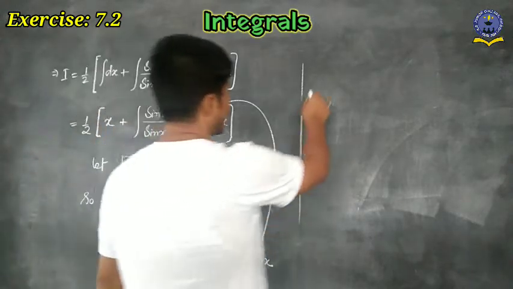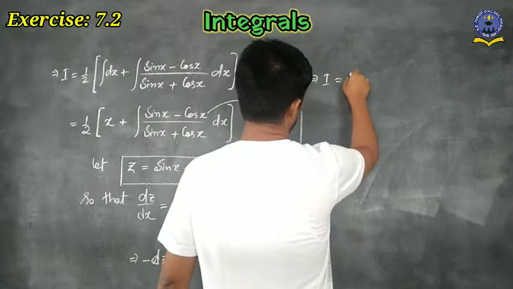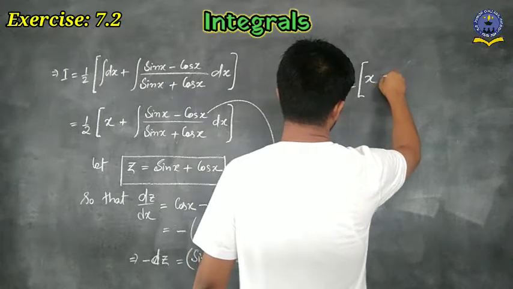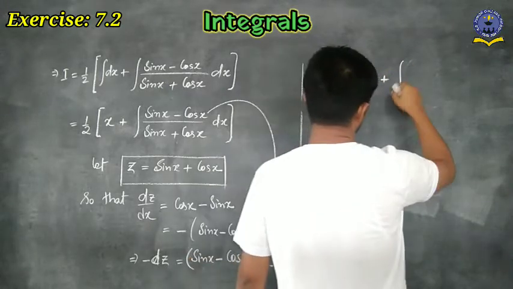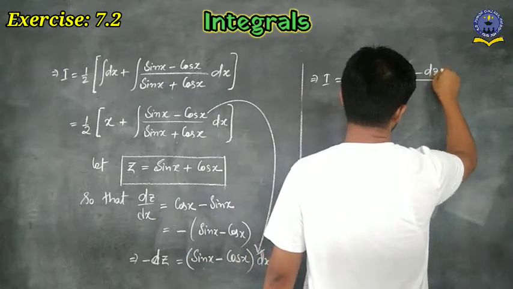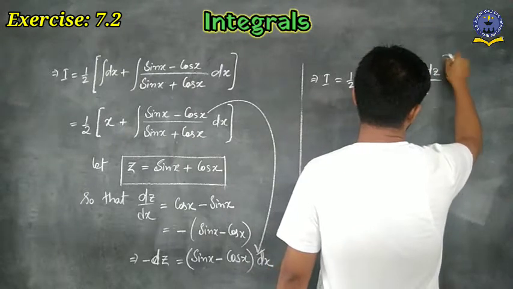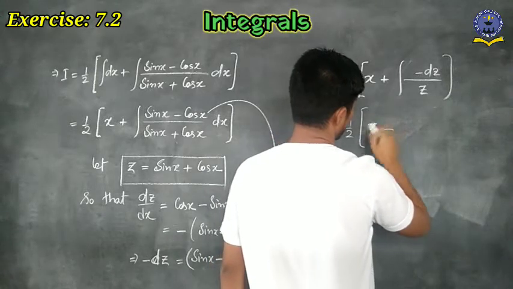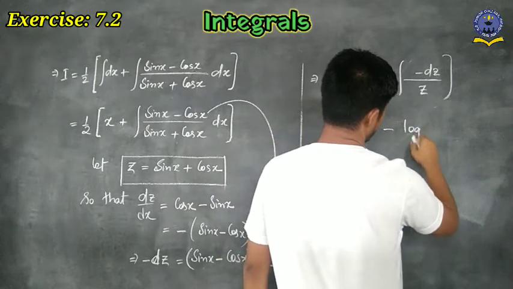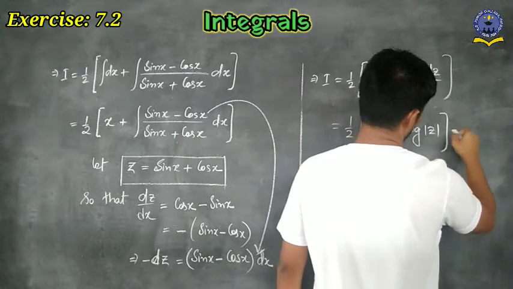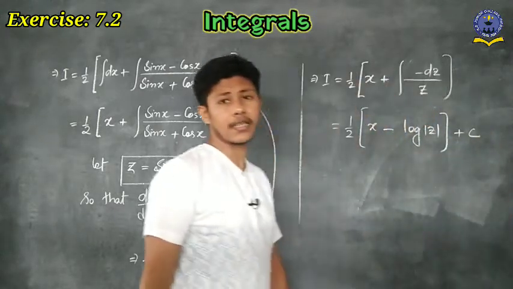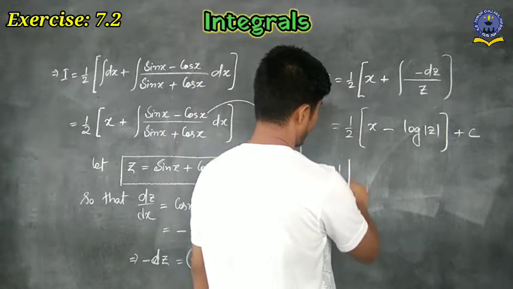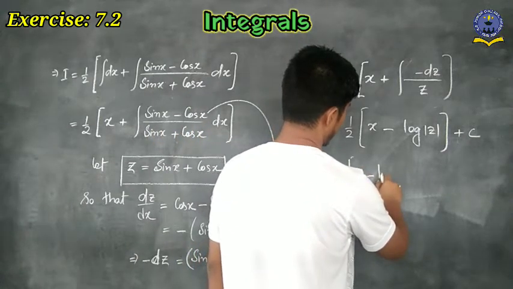So this implies I equals to 1 by 2, the first integration we have already done, x plus the second part, where the numerator is minus dz and the denominator is z. Is it clear? Or we have to write here, half of x minus integration dz by z, which means log z plus c, where c is an integrating constant. Is it clear?